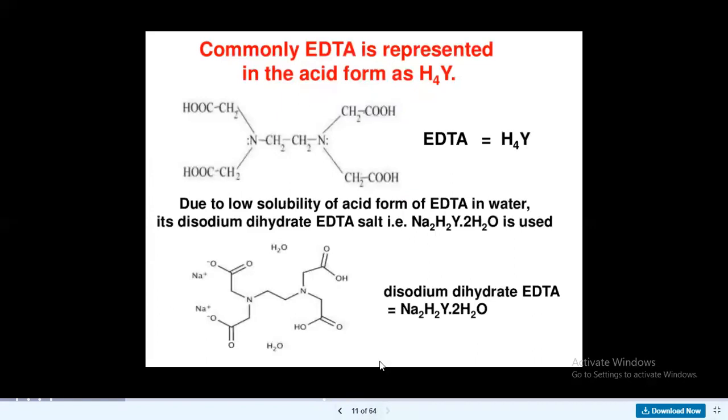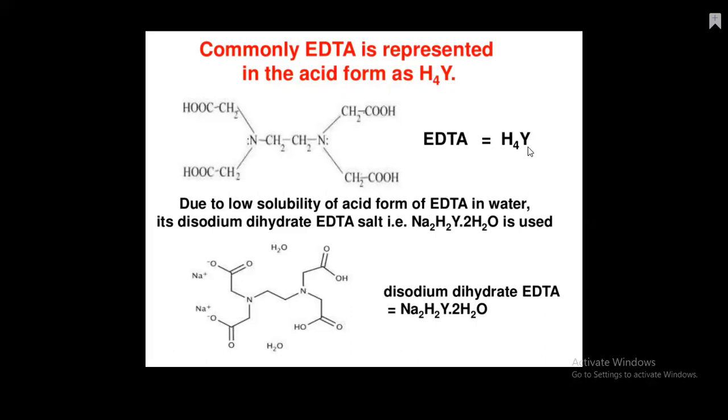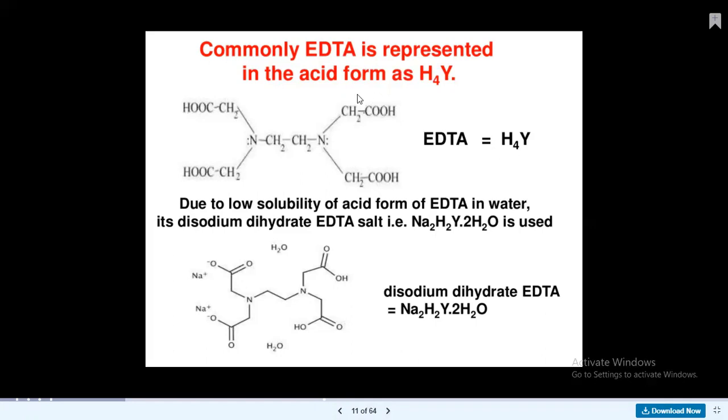Commonly, EDTA is represented in the acidic form as H4Y. H4 means when four hydrogens are present, then it is called H4Y. That is a simple structure of EDTA. In the literature you will find EDTA written as H4Y, that is fully protonated EDTA. Fully protonated means four hydrogens are present with this EDTA.